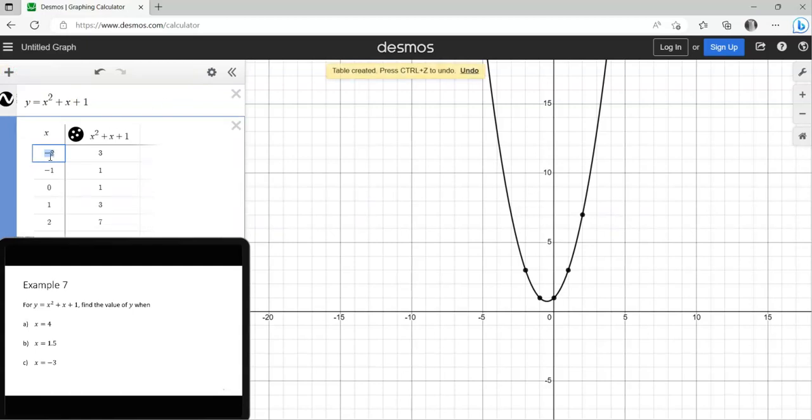And this is where I can enter different x values. Say if I enter the x value of 4, you can see the y value is 21. If I enter x value of 1.5, I get 4.75. If I enter x equals negative 3, I get 7. So the answer to the question, find the value of y when x equals 4: from the table, y is equal to 21. If x is 1.5, y is equal to 4.75. And if x is negative 3, y is equal to 7.